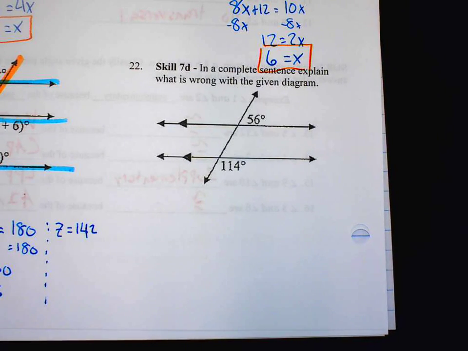Welcome to the second Unit 3 review packet video. In this video, we'll be covering topic 7D. Number 22. In a complete sentence, explain what is wrong with the given diagram.